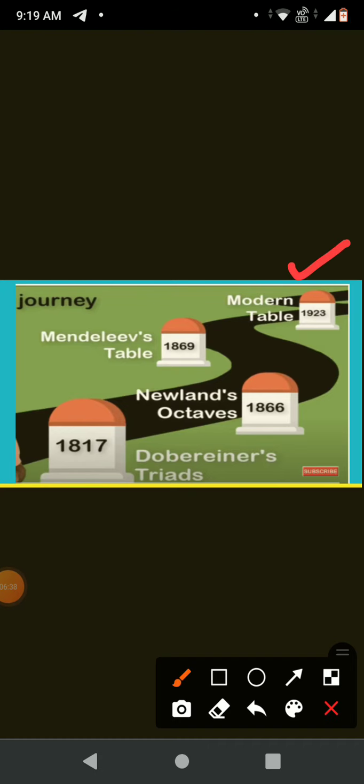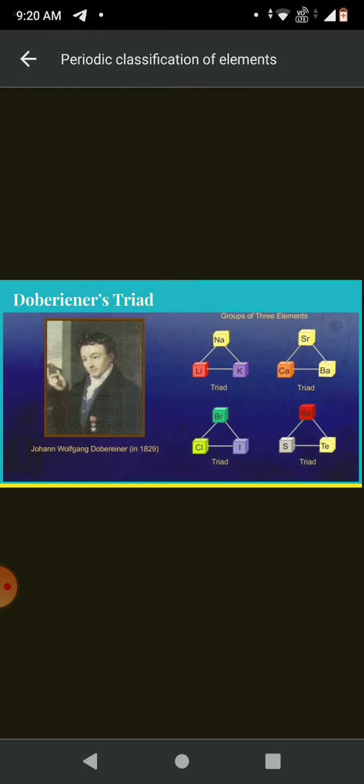Okay, so to understand the modern periodic table, we need to understand Dobereiner's triads, we need to understand Newlands' octaves, we need to understand Dmitri Mendeleev's periodic table. Okay, so let's start. This is Dobereiner's triads. Dobereiner is the name of the scientist.